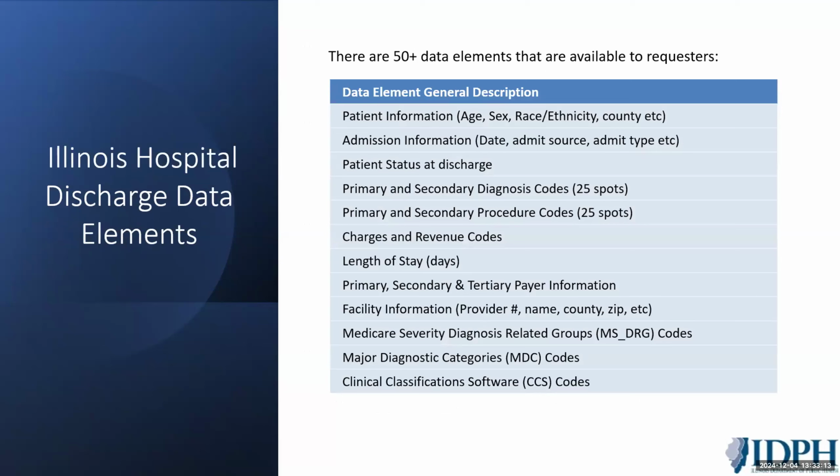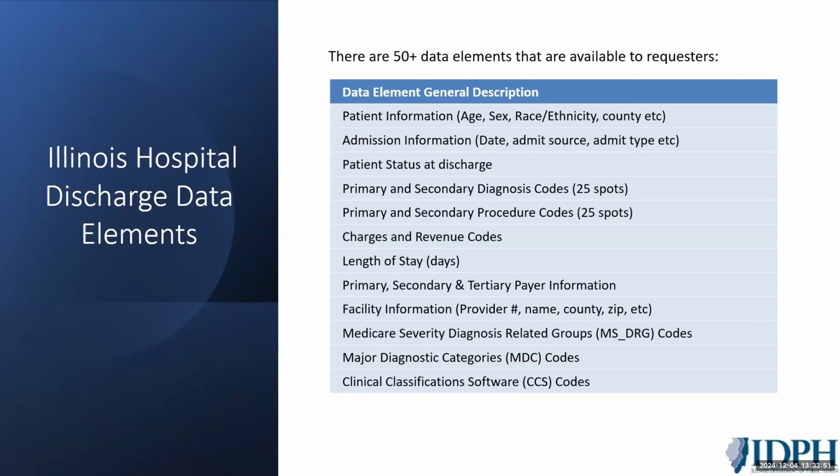Okay, so at this time, there are 50 plus data elements available to local health departments. I do not recommend requesting all of that, because there's a lot of stuff you really do not need, so why ask for all of that data? Some of these are the general ones that are really important and that I would recommend, like patient information, admissions, and the diagnosis process, with 25 spots for that.